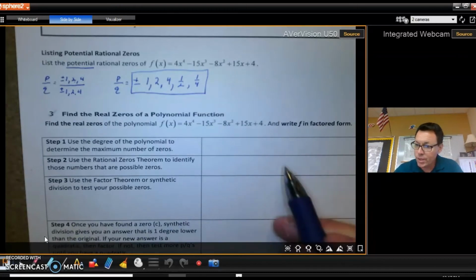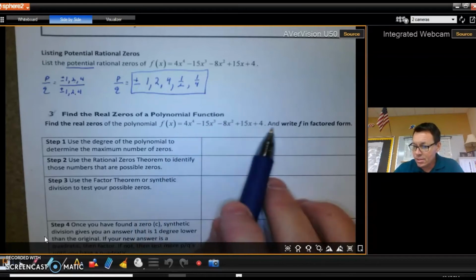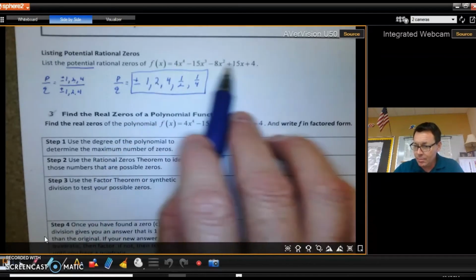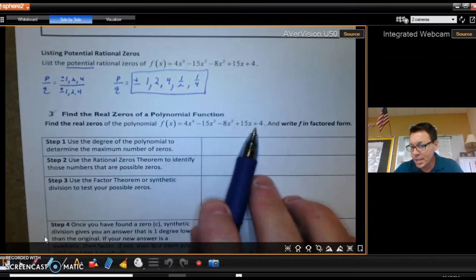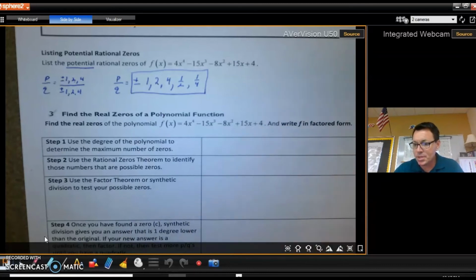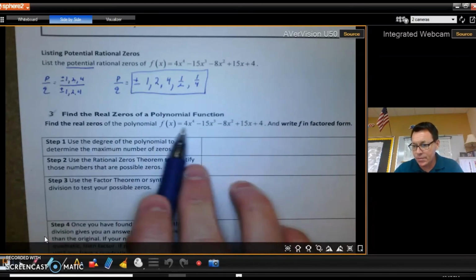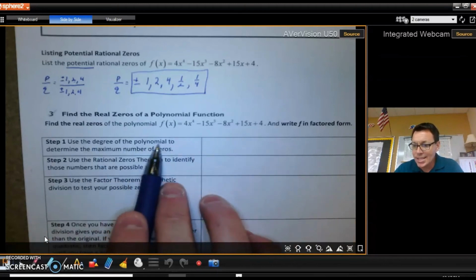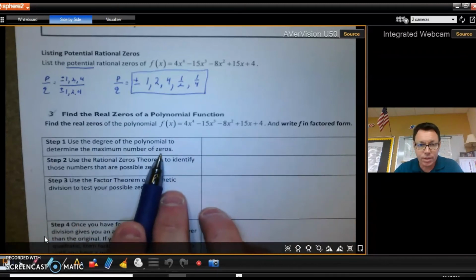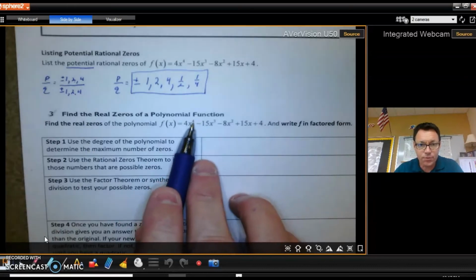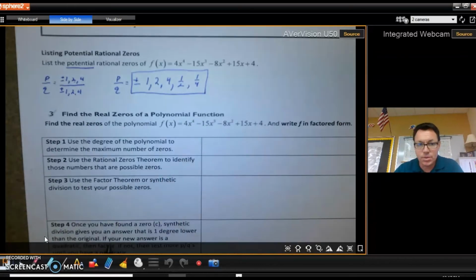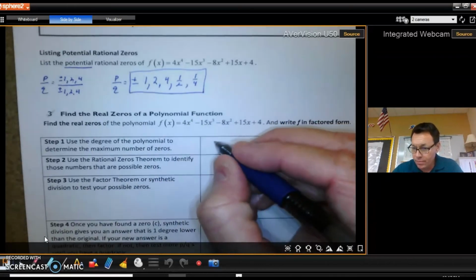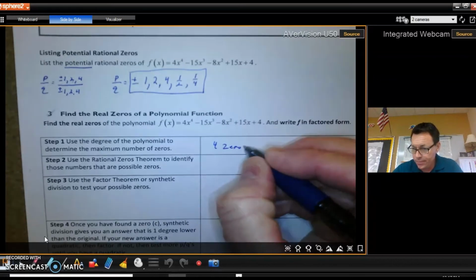Okay, so for example, this is the same problem. We're going to come down here and go through the steps of finding the zeros of this polynomial. The first thing you want to do is recognize how many total zeros you're looking for. This has a power of 4, so that's how many zeros there's going to be. There's going to be 4 of them, 4 zeros.